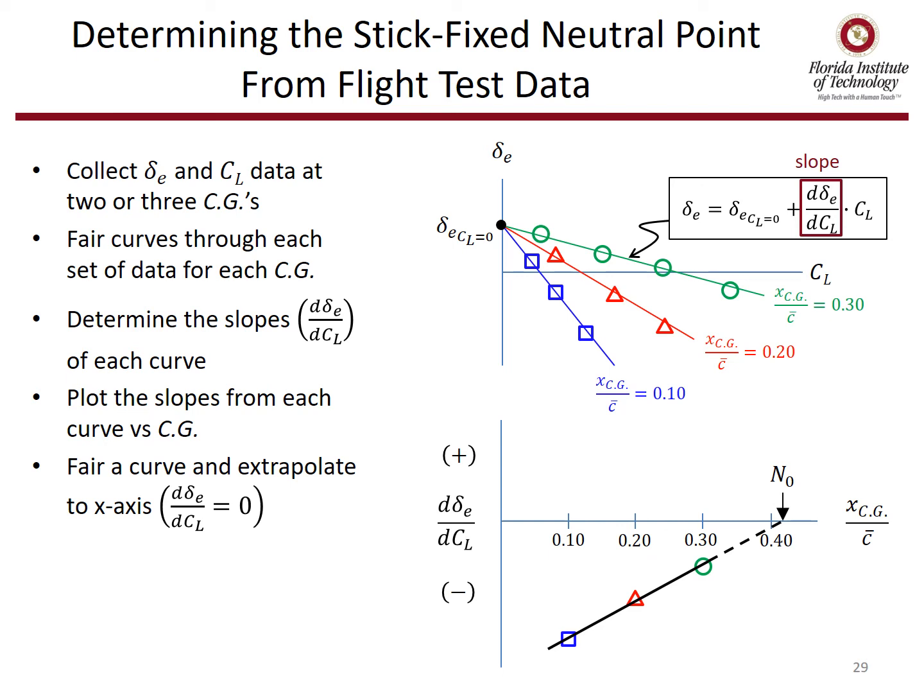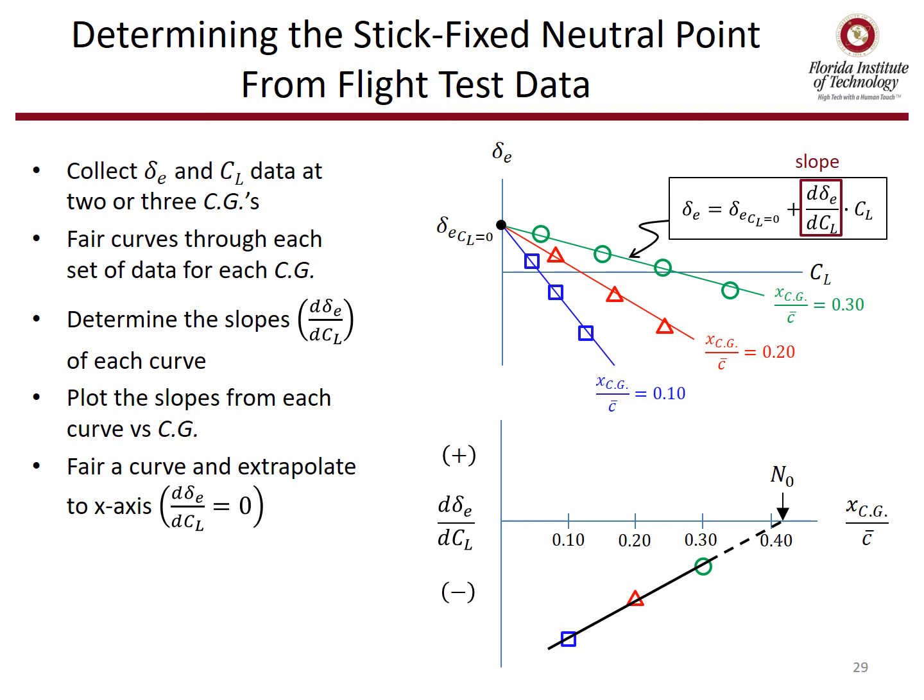So you're going to have to share data amongst your group to generate all 3 of these plots on the same graph. Once you have these plots, then you're going to want to fair a curve or a line through it and then calculate or measure the slope of each line. So there's going to be a slope for the green line, a slope for the red line, and a slope for the blue line. Once you have these slopes, then you're going to actually plot the value of the slope on the bottom plot. That will be the y-axis, and the x-axis will change to your CG location in percent mean aerodynamic chord.